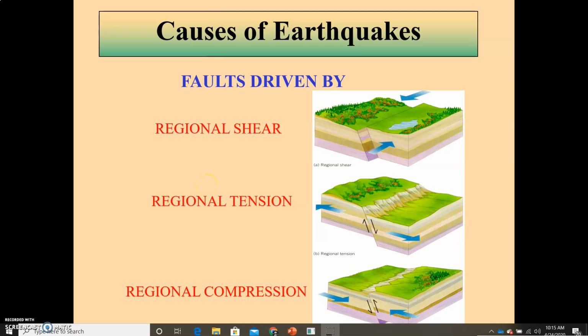So, what causes an earthquake? Essentially, earthquakes are driven by these faults that we talked about. There's regional shear, and there's also the regional tension that we get, which is normal faulting, and then we have thrust faulting, which was regional compression. The energy released from faulting is what creates earthquake waves that propagate through the crust. We're going to talk about primary waves and shear waves.